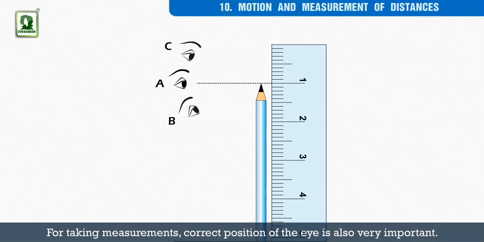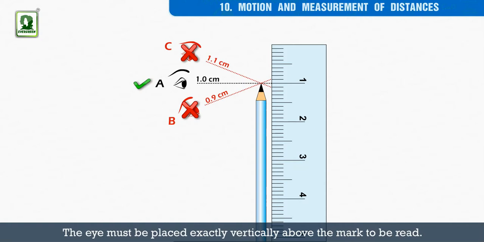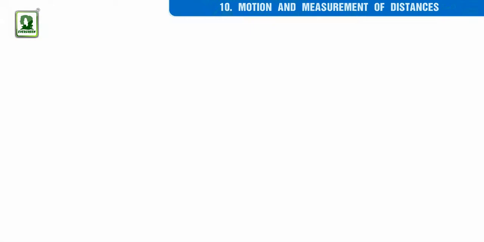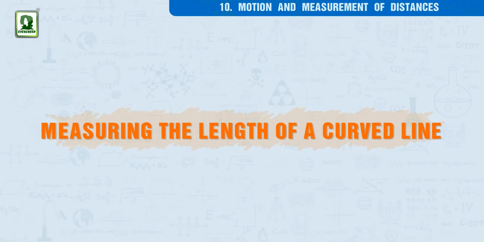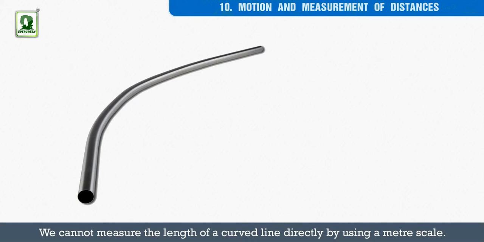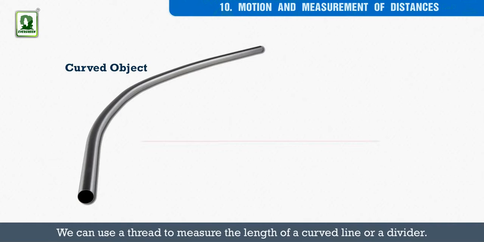For taking measurements, correct position of the eye is also very important. The eye must be placed exactly vertically above the mark to be read. Measuring the length of a curved line. We cannot measure the length of a curved line directly by using a meter scale. We can use a thread to measure the length of a curved line or a divider.